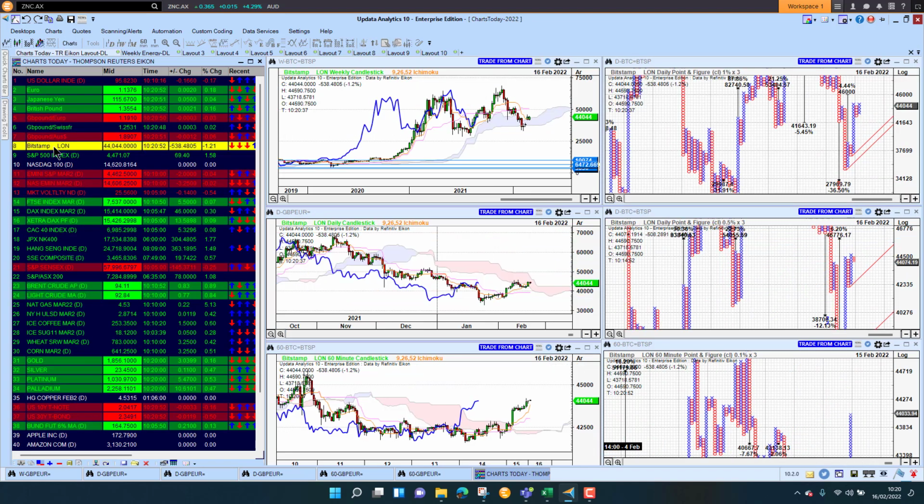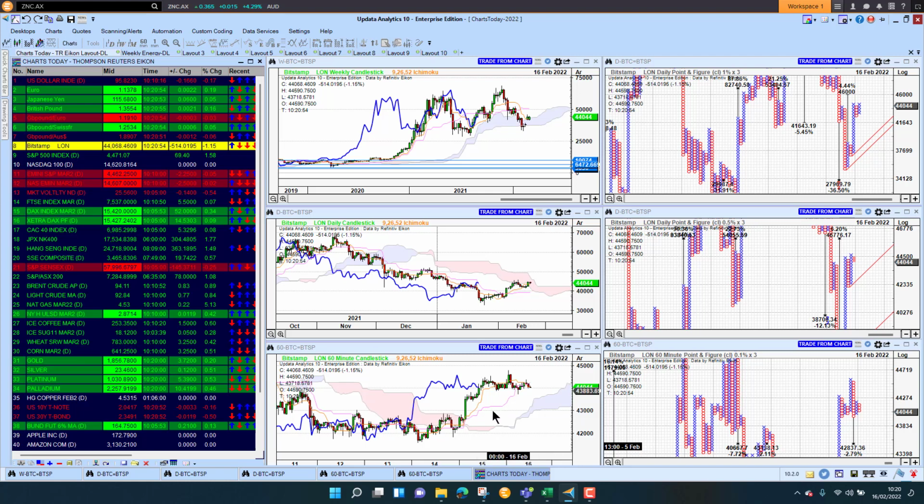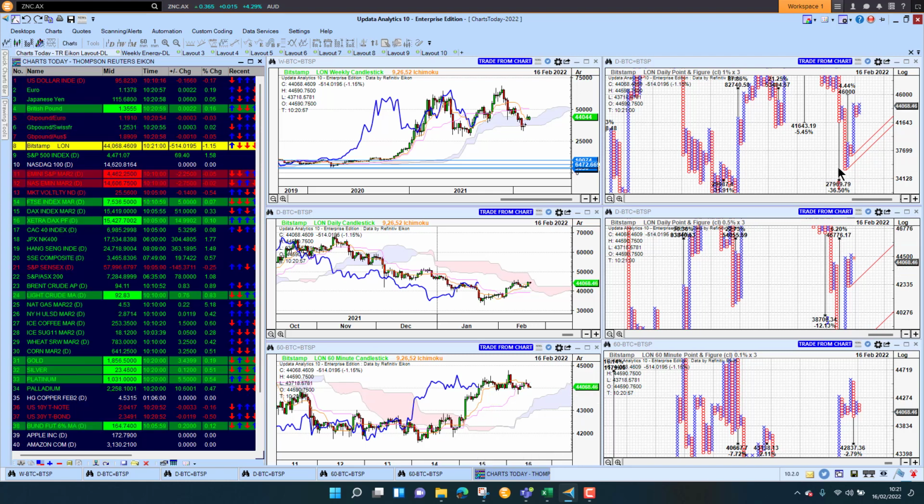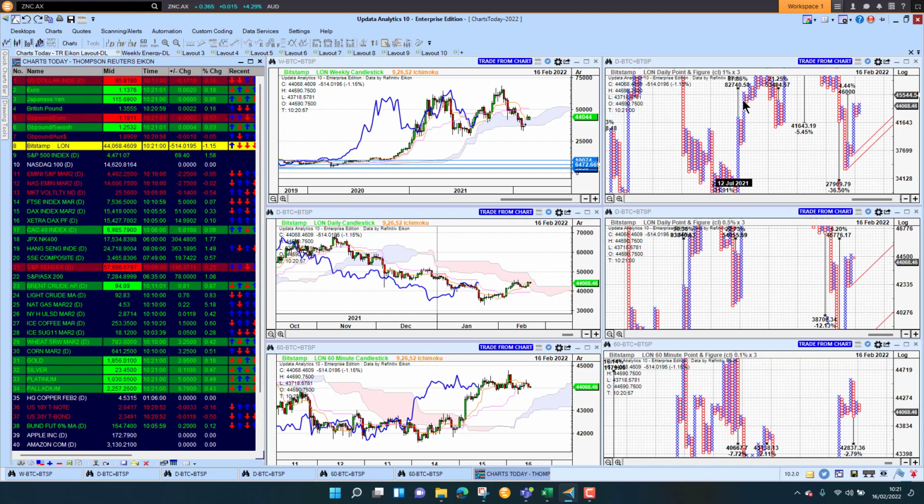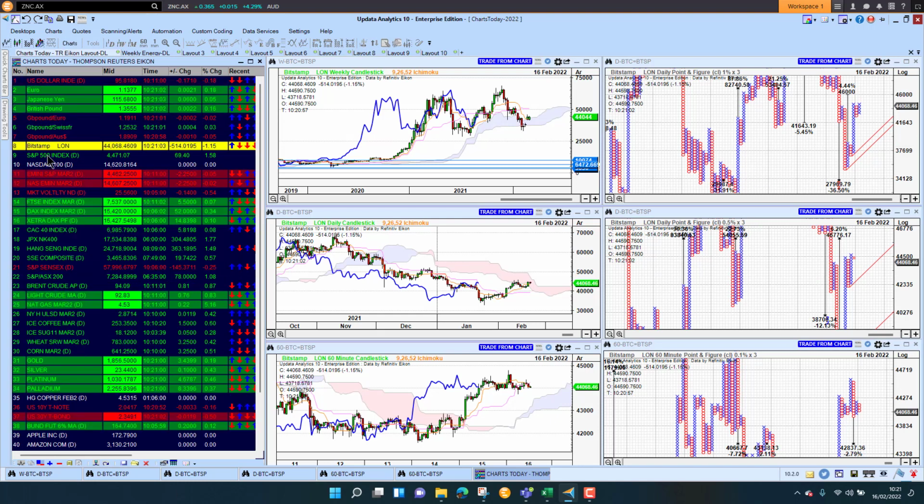Bitcoin down 1%, but actually holding that short-term move. Target some 4 and 6% higher on the longer-term charts, and of course the $83,000 target is still very much there.